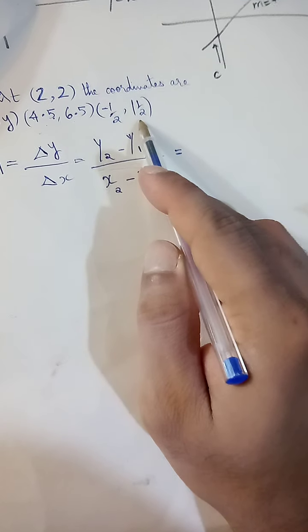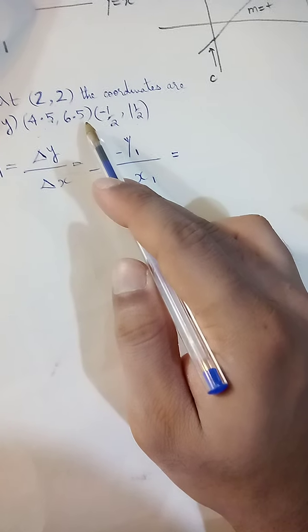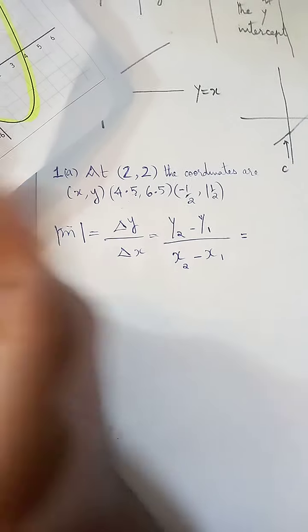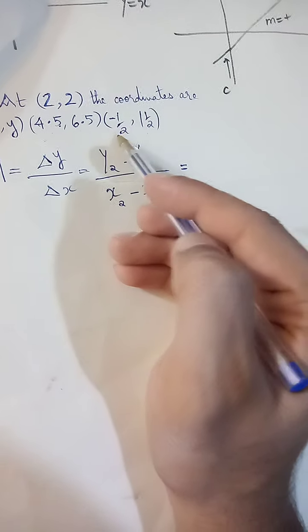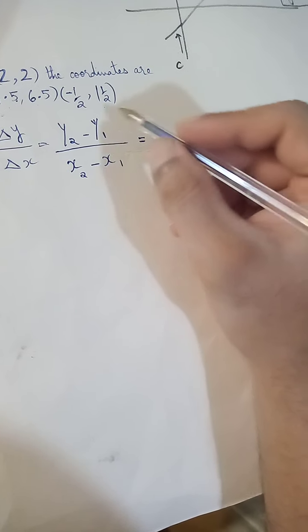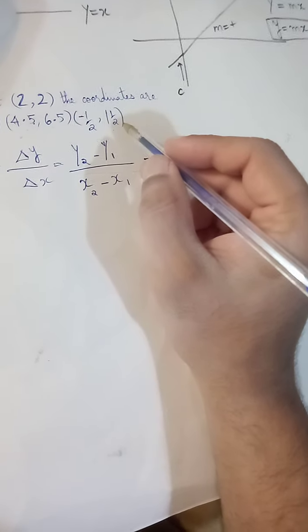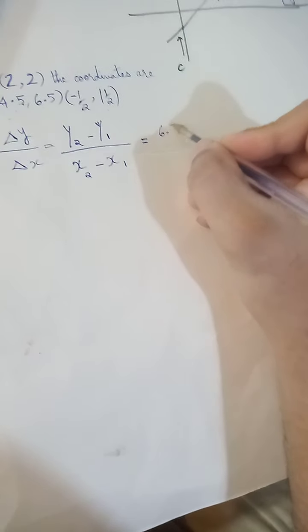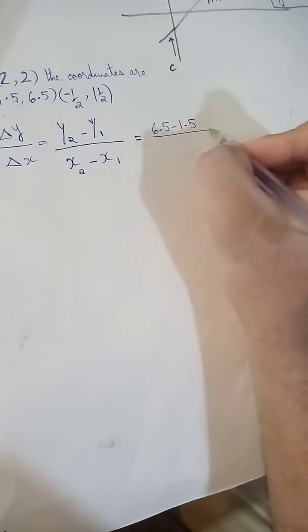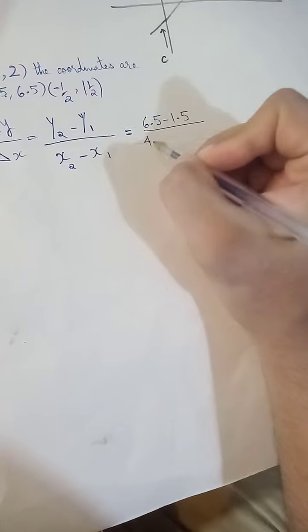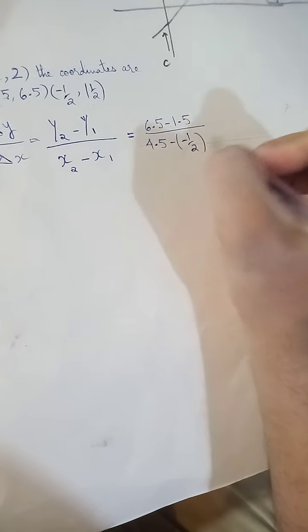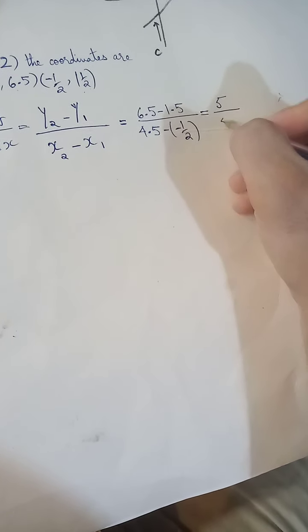So y2 1.5 minus, hang on, bear with me please. So in this case, the x2 and y2 is this, and x1 and y1 are these two. So it'll be 6.5 minus 1.5 over 4.5 minus a half, and that would be 5 over 5, it'll be 1.